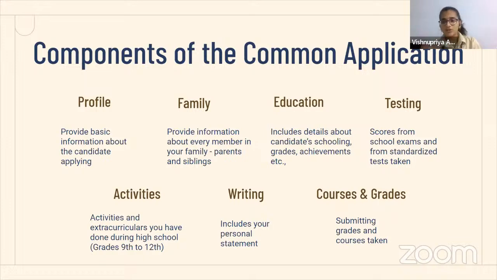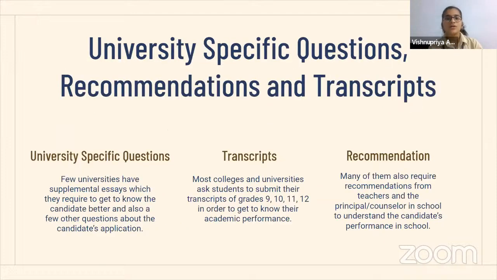And then the last section is courses and grades. Whatever courses have been taken by the student in terms of academics, those courses and grades have to be self-reported in the courses and grades section. That is about the components of the Common Application.